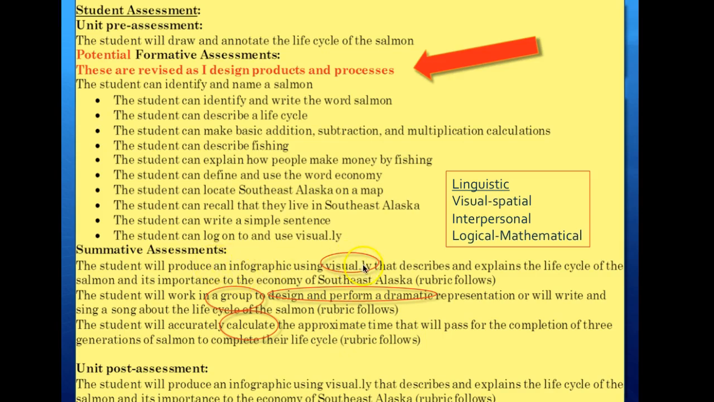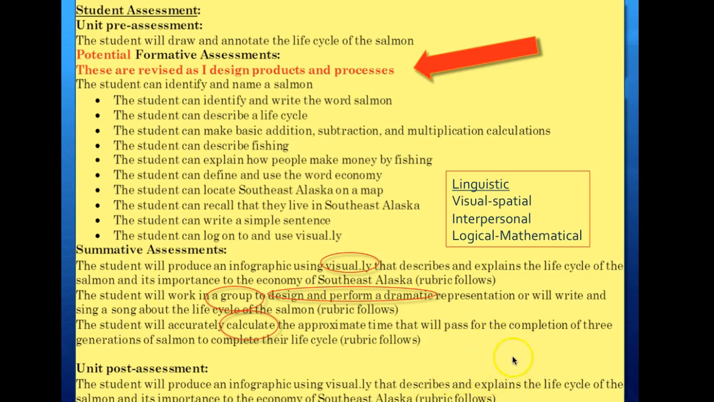To produce an infographic, which is visual; to work in a group, which is interpersonal; design and perform a dramatic presentation, which is interpersonal and probably linguistic; and calculate the approximate time it will pass before the generations of salmon will complete their cycle. So you have logical-mathematical. So you've got a variety of ways that students can show their understanding. And in the post-assessment, they're going to present the infographic and its importance to the economy of Southeast Alaska to a group of scientists or a panel of concerned citizens about the salmon escapements in their area.